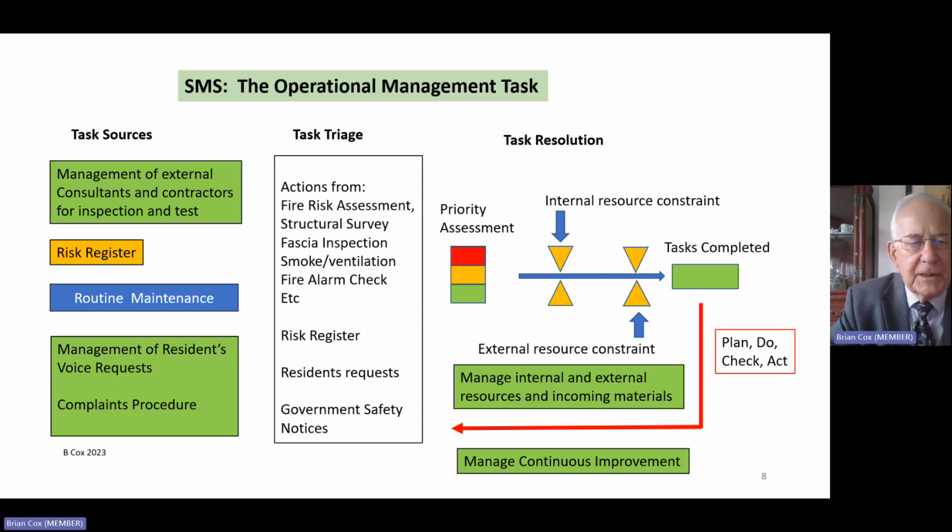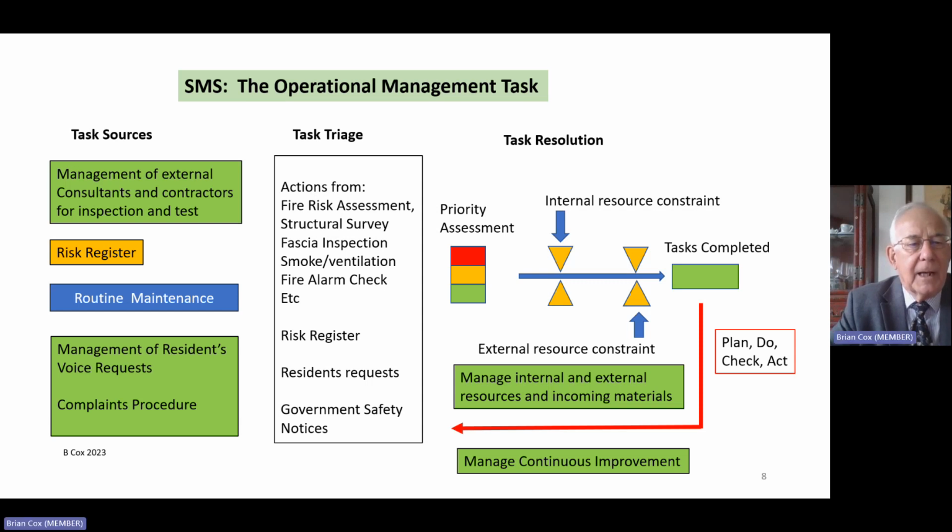In this rather crowded diagram, we tried to show the job of the operational management task. It's a series of tasks, and we've shown the task sources on the left. They come from external consultants and contractors, for example, fire risk assessments, structural surveys. And then you will have a risk register, which you should have already compiled in a previous operation in this series. And then routine maintenance may well show up things that need to be done, including ordering new materials, machinery, and so on.